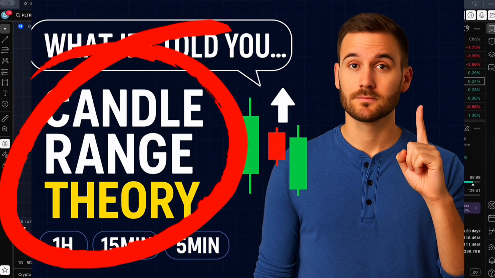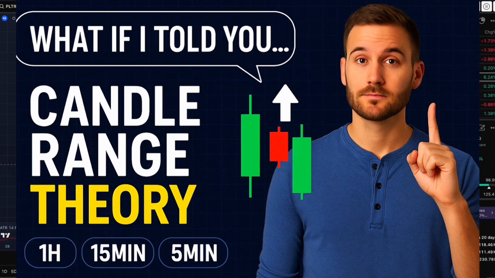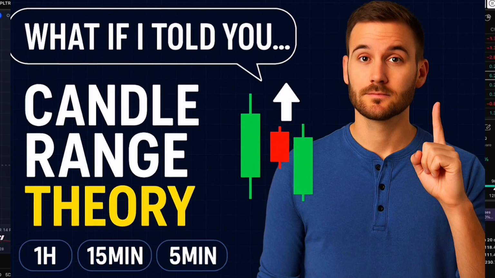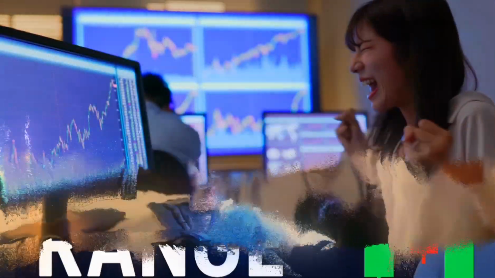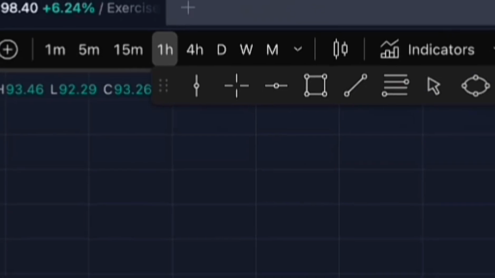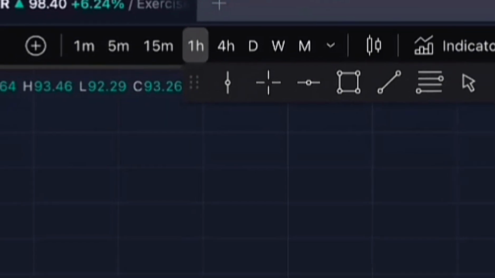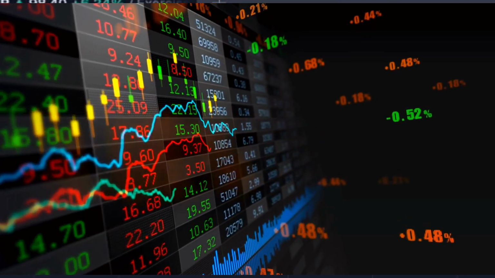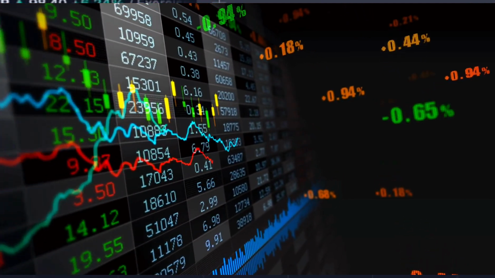And today I'm going to show you how to use it across the 1 hour time frame, move on to the 15-minute time frame, and use the 5-minute chart to predict the next move before it happens. This is not fluff. It's precision trading with TradingView. That's the platform we're gonna use, and let's get into it.